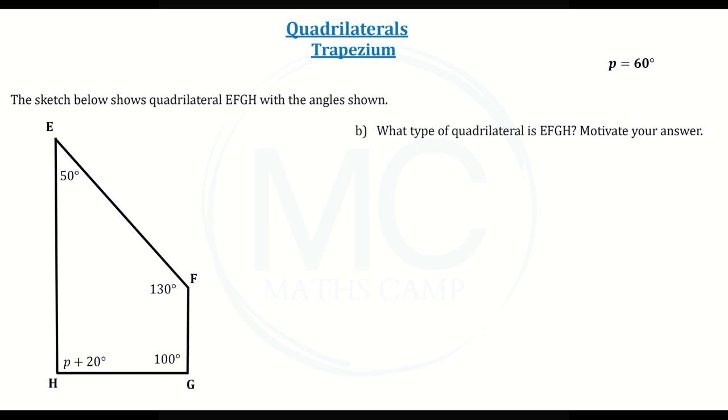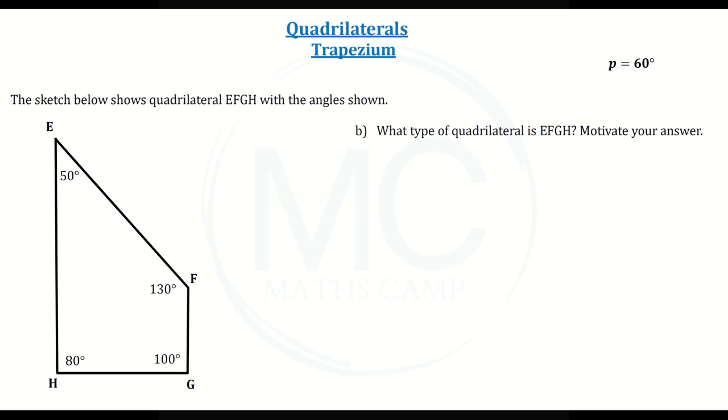Now let's look for angle H. So we can say angle H is equal to P plus 20 degrees. P is 60, so we get 60 degrees plus 20 degrees, which gives us a total of 80 degrees. Let's make some space. Let's take P plus 20 out of the diagram, and we can fill in 80 degrees.